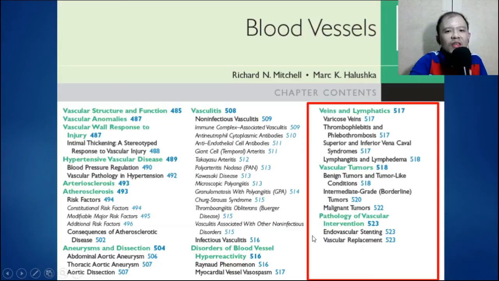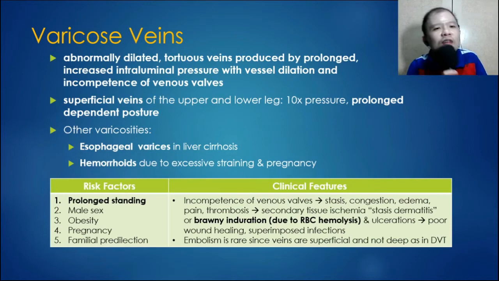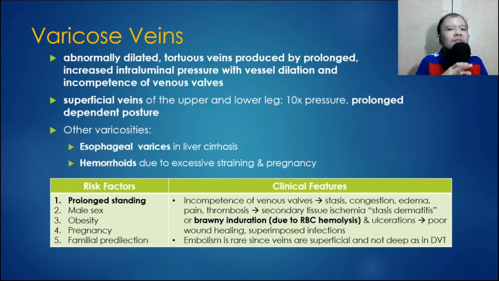So let's go to the last portion. Veins and lymphatics. We go to varicose veins. When we say varicose veins, these veins have a defect already in the valves. They are abnormally dilated, tortuous veins produced by prolonged increased intraluminal pressure with vessel dilation and incompetence of venous valves. And what's the main factor? Prolonged standing, if we are talking about veins in your legs. However, if you have varicosities internally, such as in cirrhosis, of course, we cannot blame it on prolonged standing. It's secondary to cirrhosis. And we also have hemorrhoids, from excessive straining.